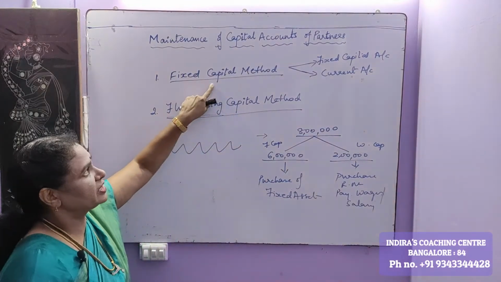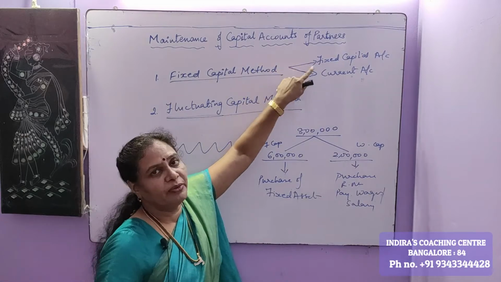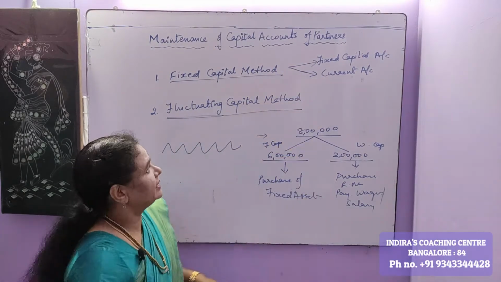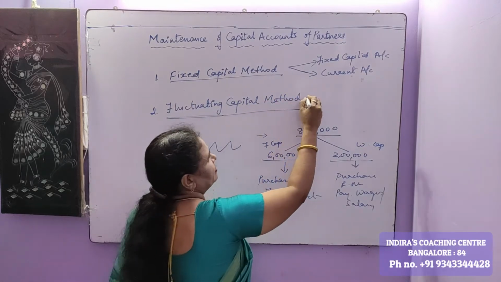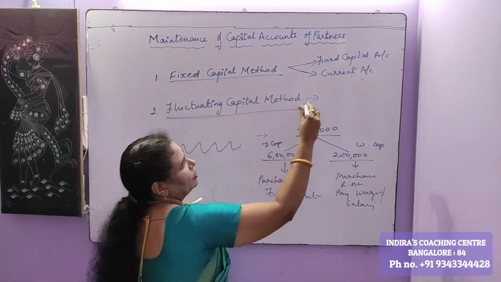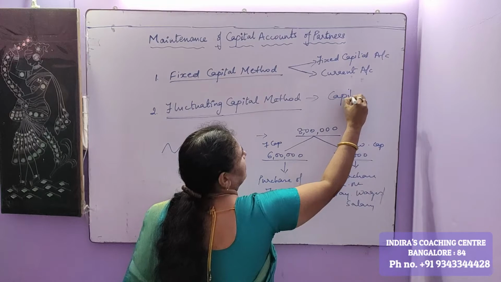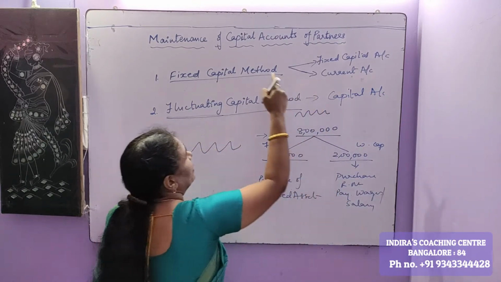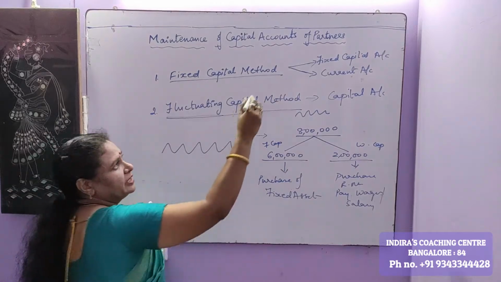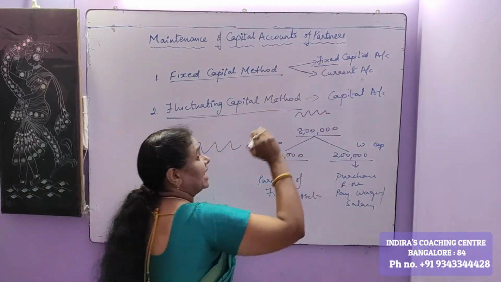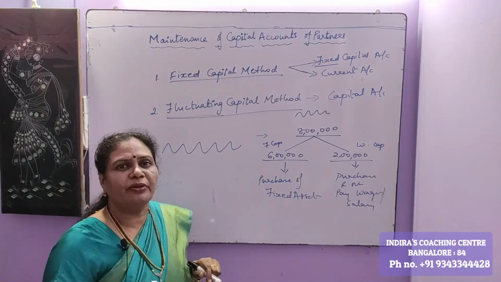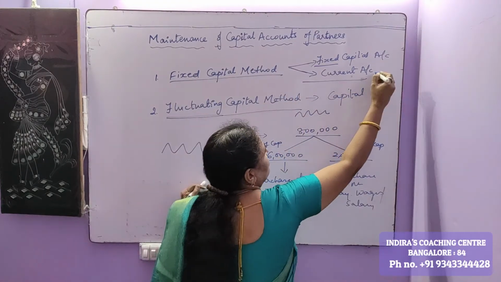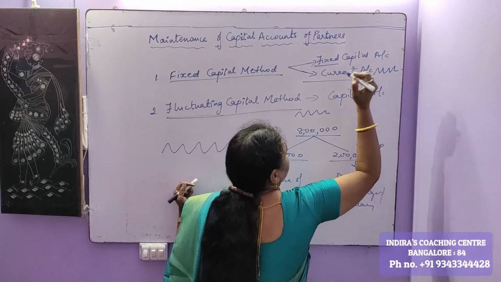So here, under fixed capital method, you will have two capital accounts. One is fixed capital account and the other one would be called a current account. Whereas under fluctuating capital account, there will be only one account which will be called a capital account, and this account will keep changing. Whereas under fixed capital method, this capital will remain fixed unless and until there is an additional capital invested or there is permanent drawings. Whereas current account will be fluctuating.